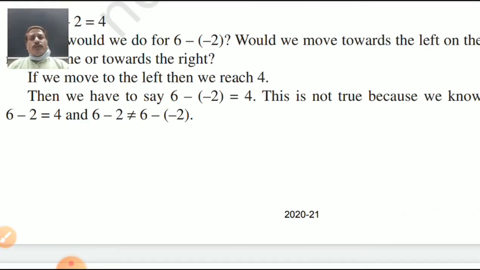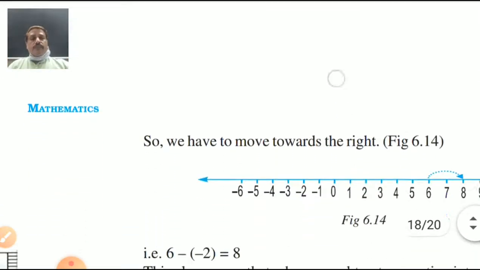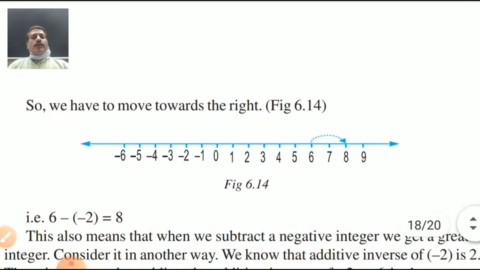6 minus 2 is equal to 4, and 6 minus 2 is not equal to 6 minus 2. Two times minus is not possible, that means a plus. So here you can find out 6 minus minus 2. I just said the sign rule: minus into minus, 2 times minus means plus. 6 plus 2, 8. It has to be plus 8. Plus means right side. Minus means left side.